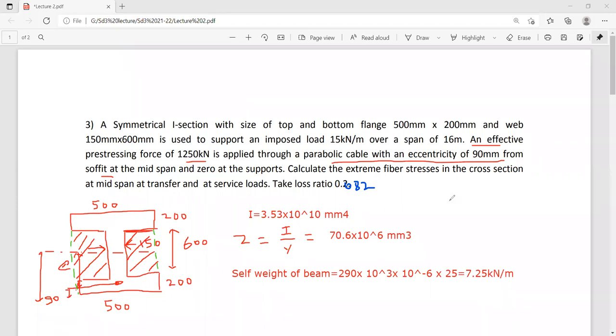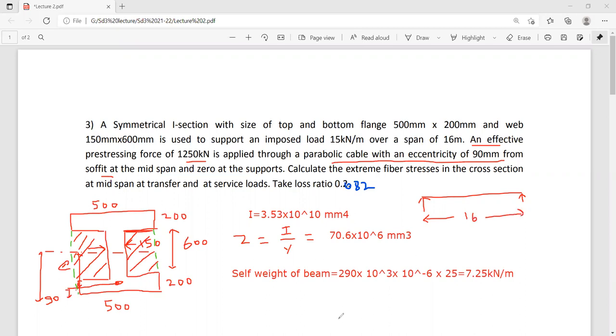Now, the span of the beam is given as 16 meters. We need to find out the stresses at transfer as well as at service loads.